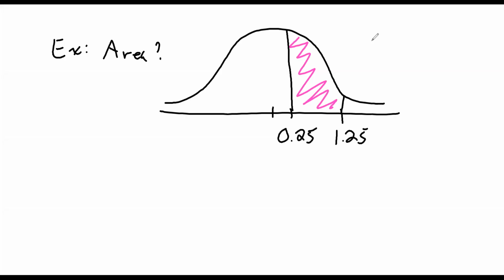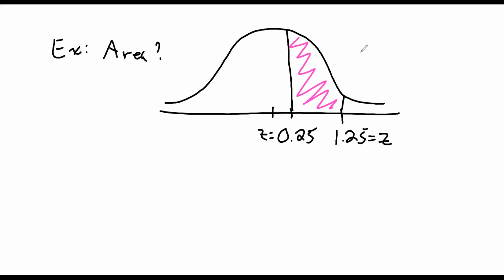I'd like to do one more find-the-area problem before we flip this around and do it backwards. Backwards is where you start with the area and come up with the z-score. What's the area between these two z-scores? Between z equals 0.25 and z equals 1.25.